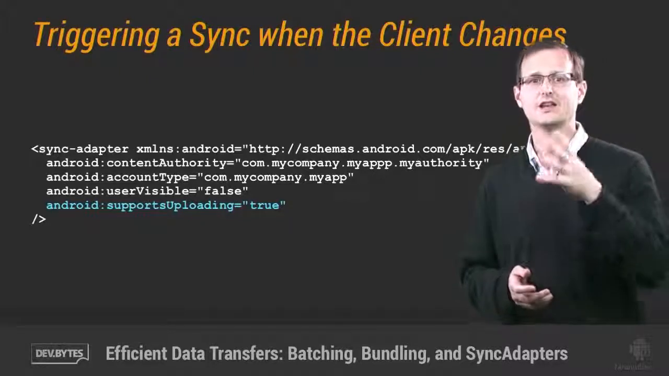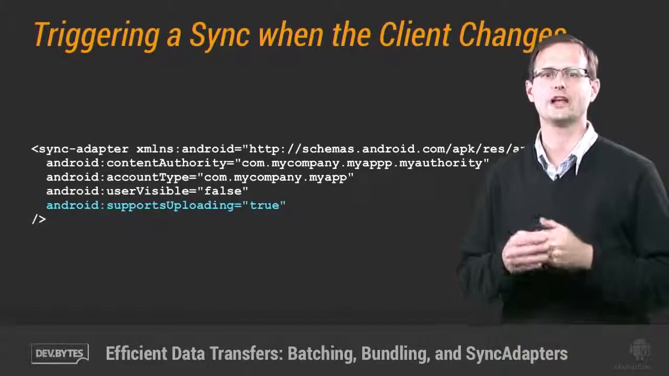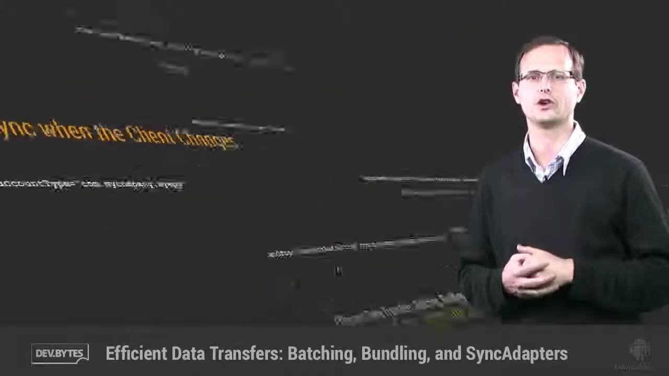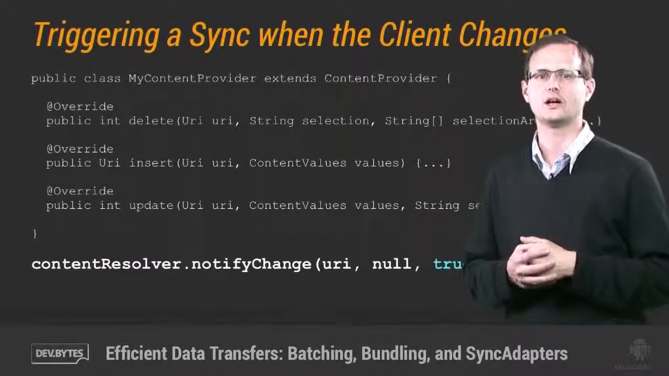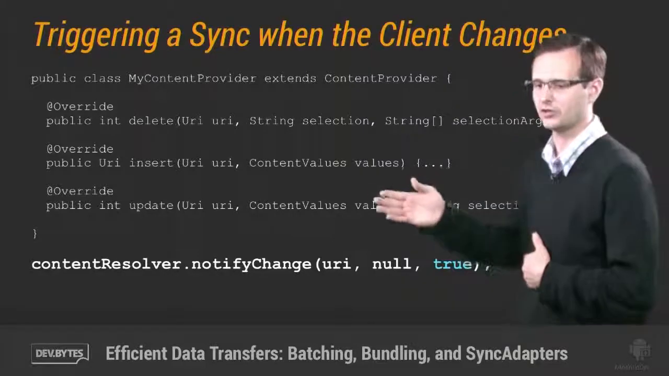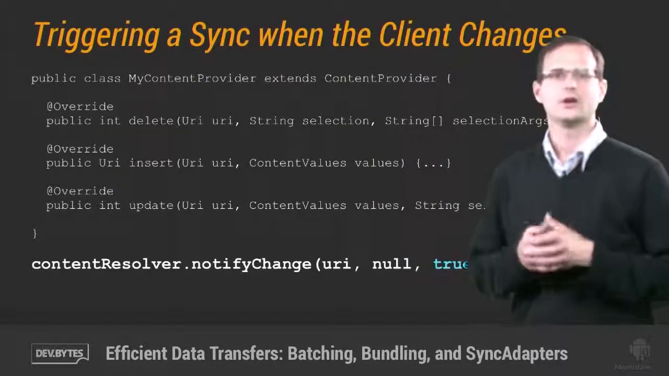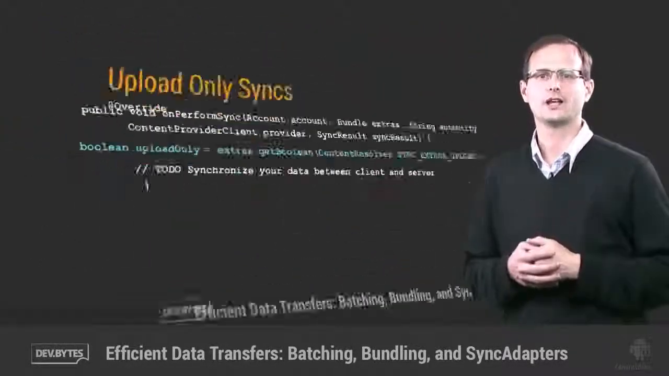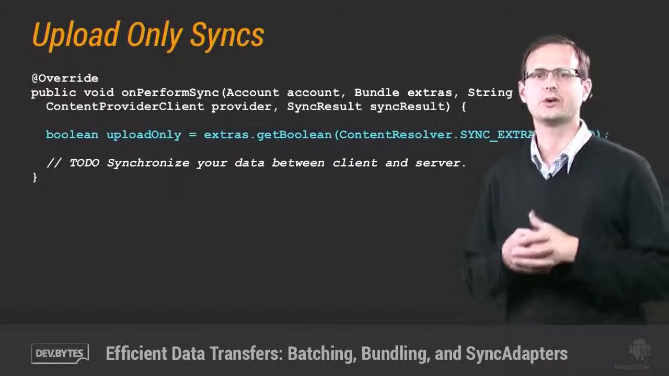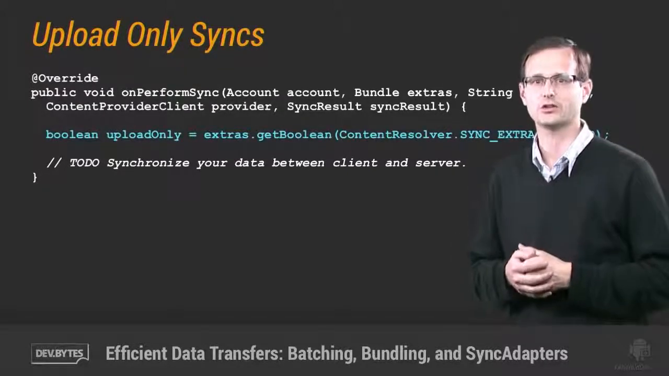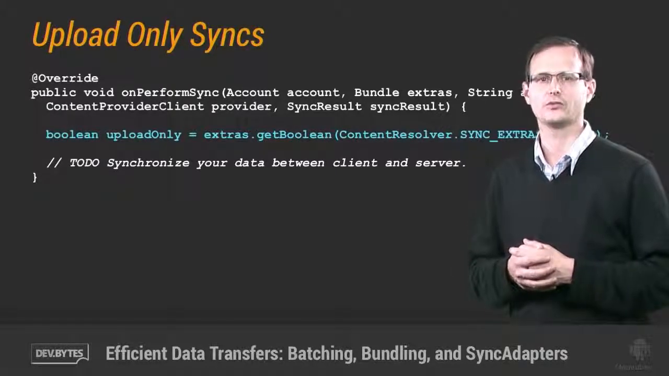Now, when this is set, an upload-only sync will be requested whenever your content provider executes a notify change call with the sync to network parameter set to true, as shown here. Now, within the onPerformSync handler, you can detect these upload-only syncs by examining the sync extras upload extra. This can be useful if you want to rate limit client-initiated transfers.